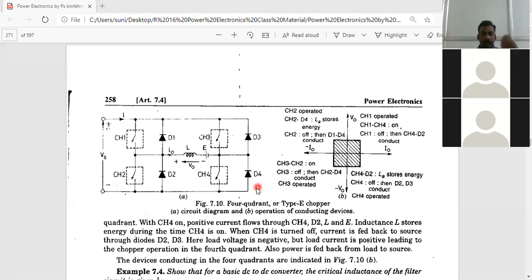Okay, so this is what we considered related to the chopper classification on the basis of output voltage and current. Then all these are going to be considered as controllable device enabled choppers.